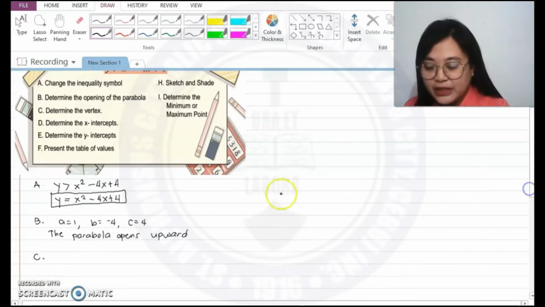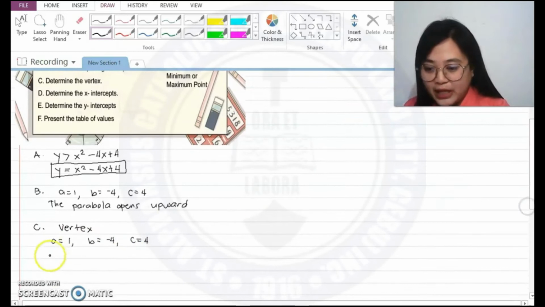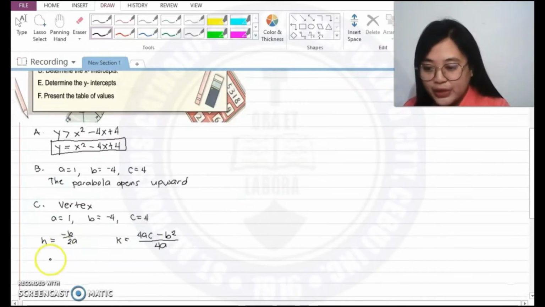Letter C, determine the vertex. In determining the vertex, class, you already know that you need to solve for the h and the k. By the way, you need to identify first your a, which is 1, b is negative 4, and c is 4. The formula for our h is h equals negative b over 2a, and for our k is 4ac minus b squared over 4a.